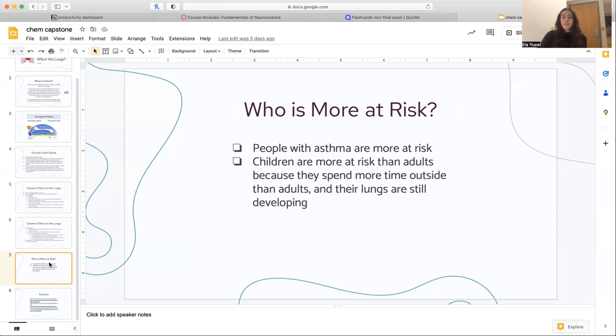People with pre-existing lung conditions are more at risk. So people with asthma and similar lung conditions are more at risk. And children are also more at risk than adults because their lungs are still developing. They're more prone to getting sick, so they're more at risk for the harmful effects of ozone. In addition to their lungs still developing, they also spend more time outside, so they're breathing in more of that ozone than adults who tend to spend more time inside.